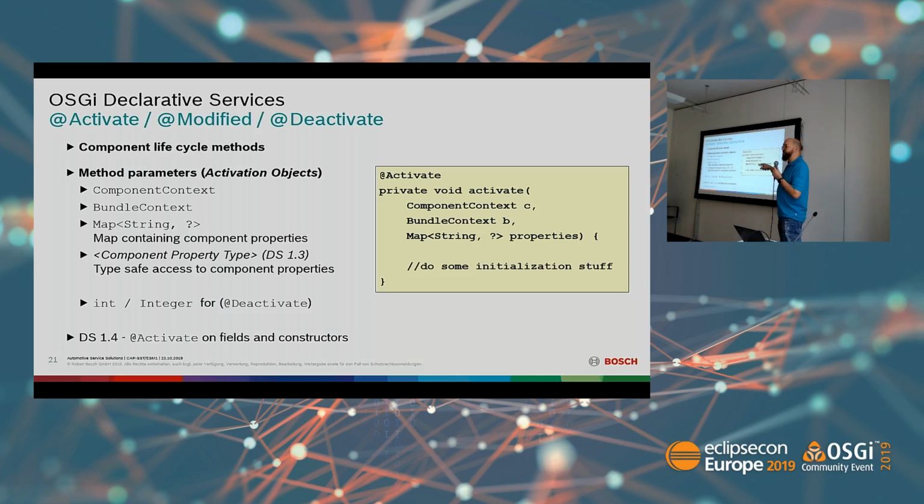And since DS 1.4, @Activate can also be used on fields, and if you use it on a field, you can get the activation objects injected. Before, with versions before DS 1.4, you needed the activate method to get the bundle context and component context. With DS 1.4, you can have them in a field and get them injected automatically. And you can have it on constructors. This is what I'm showing shortly.